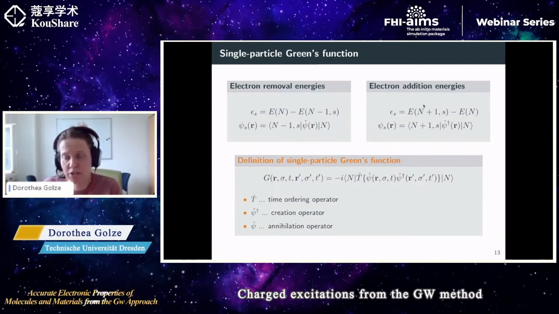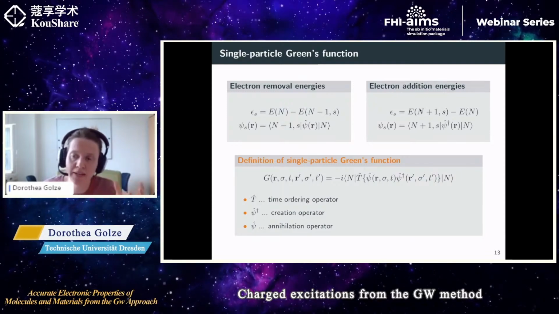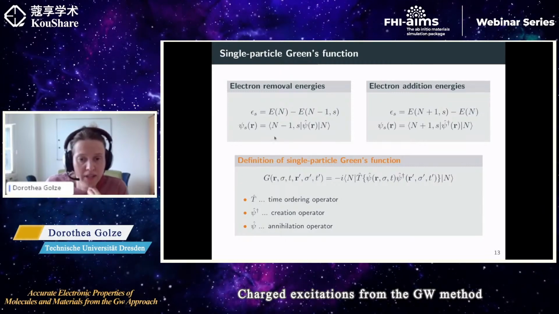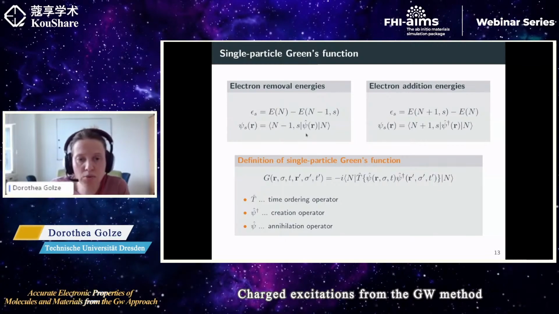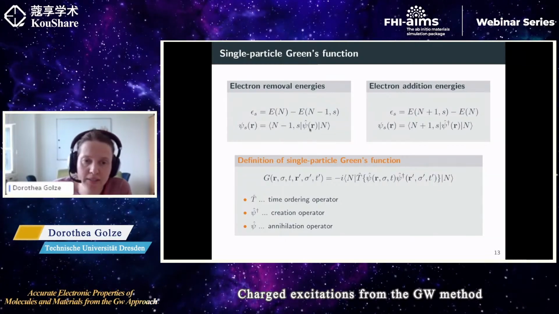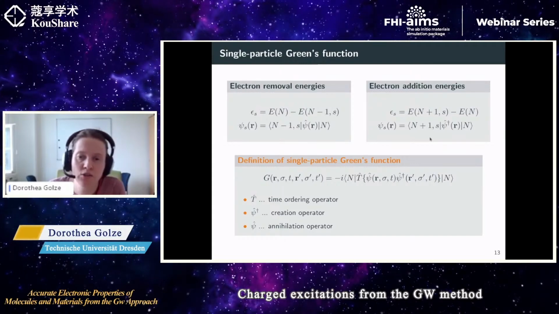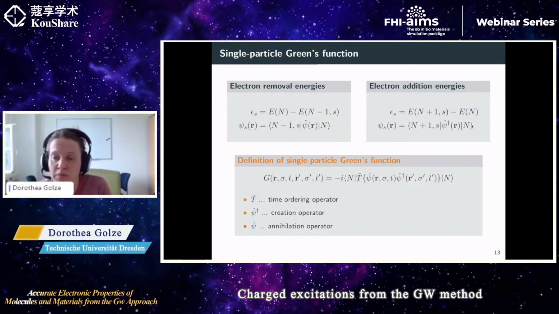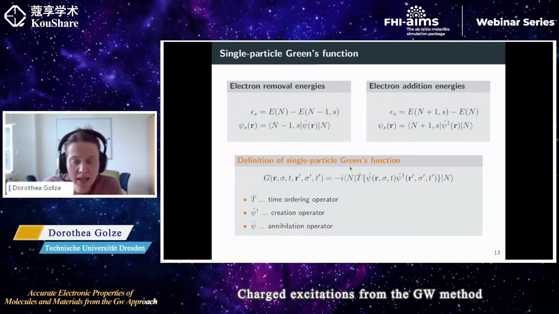Similar for the electron addition energies, but here we have the system where we added an electron in state S. Now we also have these transition amplitudes defined in terms of the annihilation operator, which removes an electron from the system, or for the addition process the creation operator, which adds an electron to the system, and acts here on the many-body ground state.